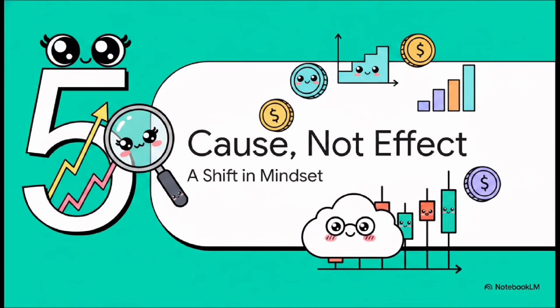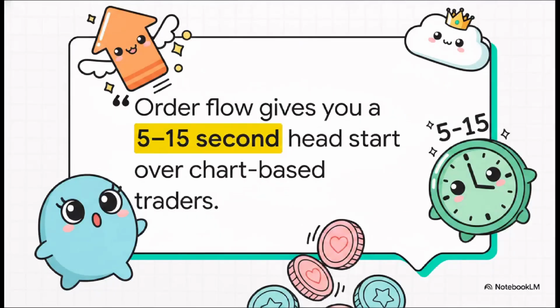All right, so let's tie all of this together. What's the main takeaway here? Well, it's all about a fundamental shift in how you look at the market. It's about going from being a reactive historian to being a proactive, real-time observer. At the end of the day, the goal here isn't to predict the future with 100% accuracy, because that's impossible. It's about gaining a small but very significant edge.